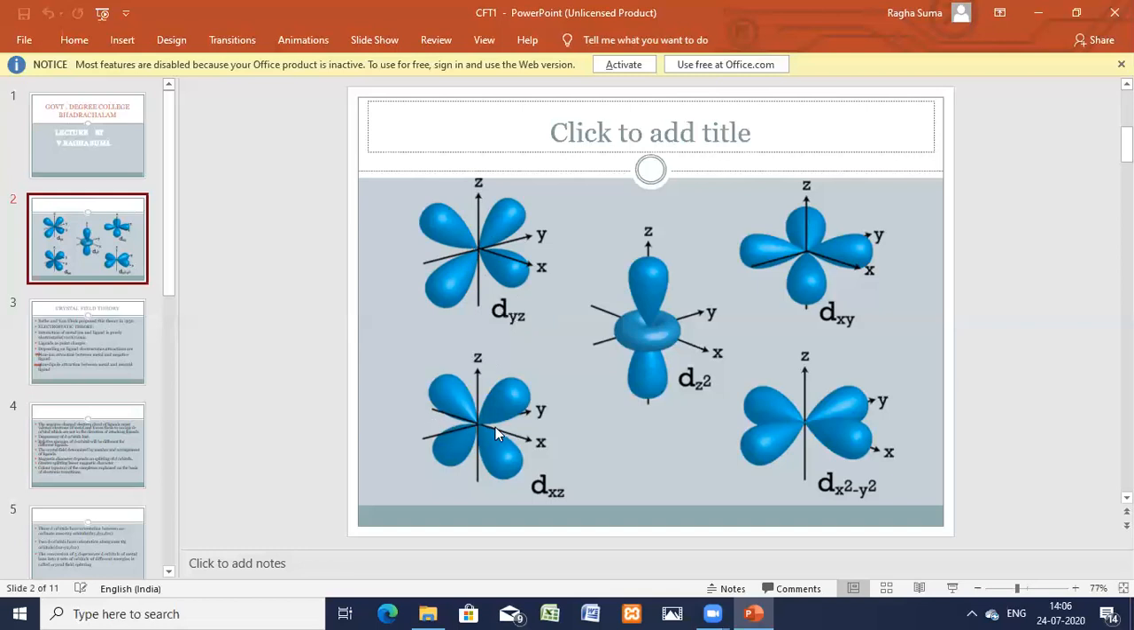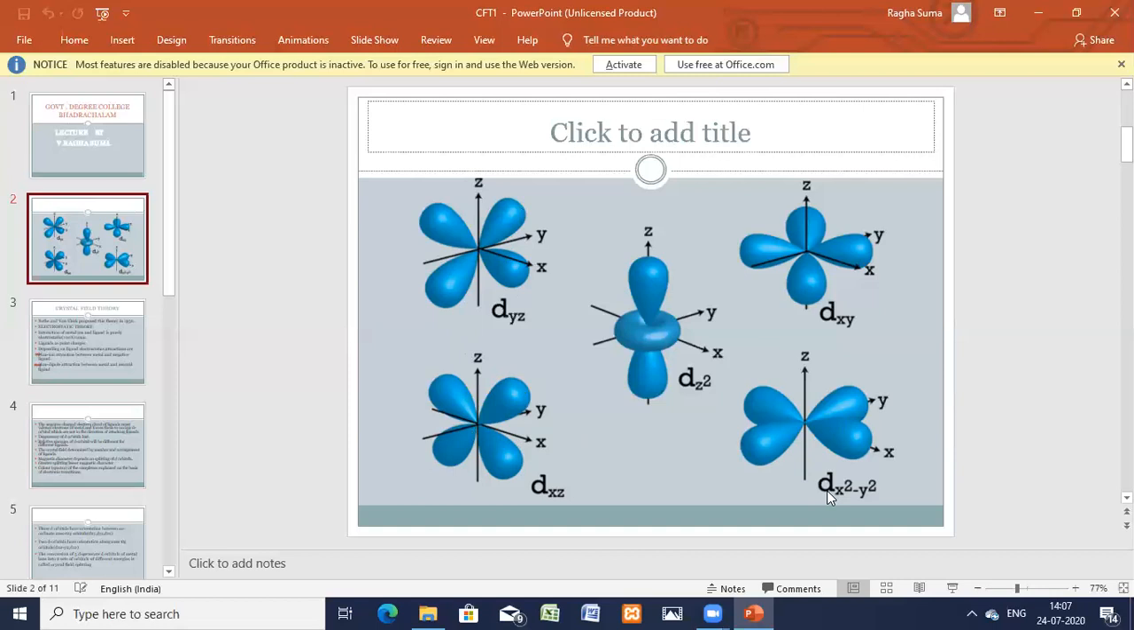Here the four lobes are between x and z. This is x and this is z. Assuming this is the z-axis and this is the x-axis, between these two you have the lobes. And here it is along the axis. These three are between the axes, and this is the T2g set. And now this is x square minus y square. Along the x-axis you have lobes, and along the y-axis you have lobes.